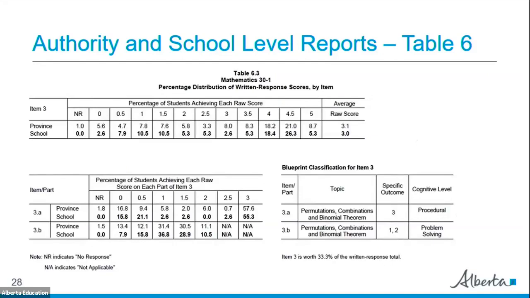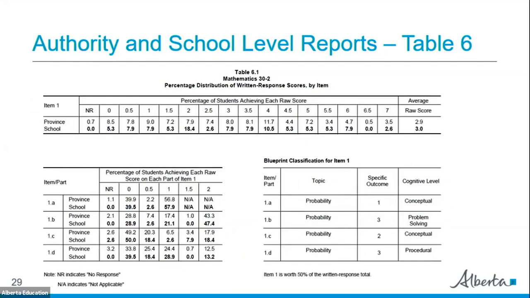Table 6 shows the student performance and blueprint information for each written response item. Teachers will be able to see how students performed on the entire written response question, as well as each part of the item. This is an example from Math 30-1, and you'll see that it is item 3, meaning written response question 3 on the exam. There is a raw score total out of 5. And you'll see again the results of the province, and then the results of your school. Below is the breakdown for each part. You'll notice the not applicable for part B, which means part B was out of 2 marks and part A was out of 3 marks. And then also the blueprint for this question for each part.